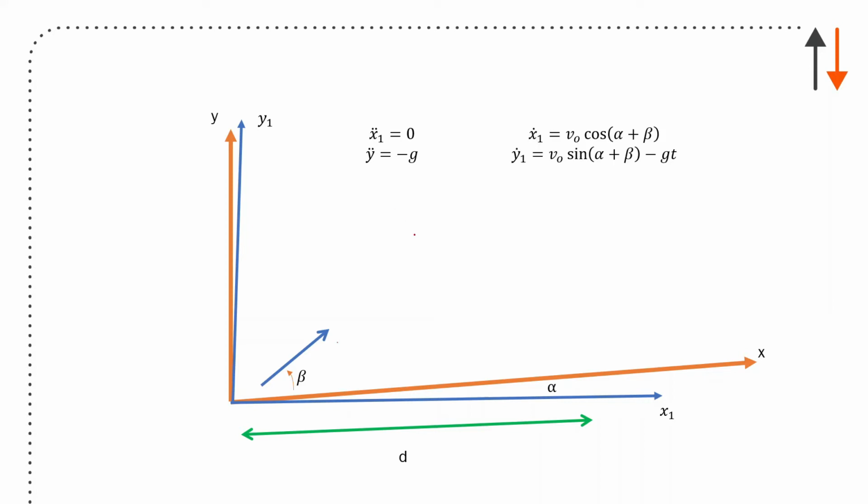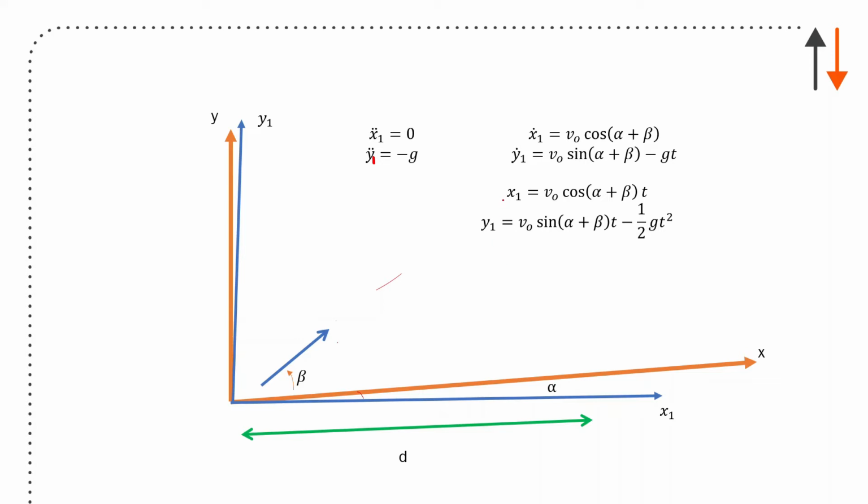And it's actually y1, pardon me. x1 dot is just going to be the velocity of the golf ball, and it's going to be at an angle alpha plus beta, so v naught cos alpha plus beta gives me x1 dot. y1 dot is going to be v naught sine alpha plus beta minus the acceleration of gravity, which is g.